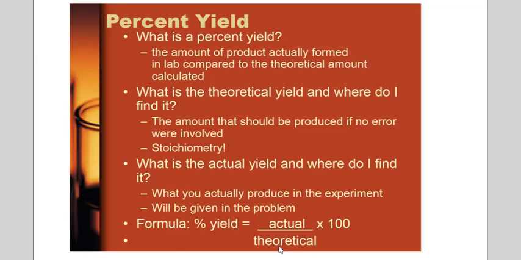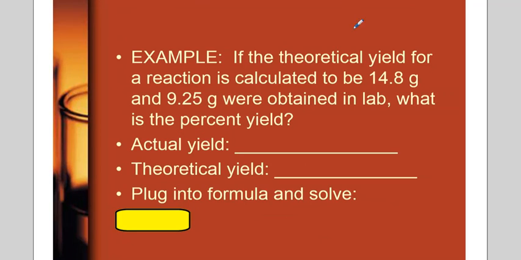And the formula that you need to know is right here. Percent yield is equal to the actual divided by the theoretical times 100. So let's look at a problem. So we're going to follow our steps.